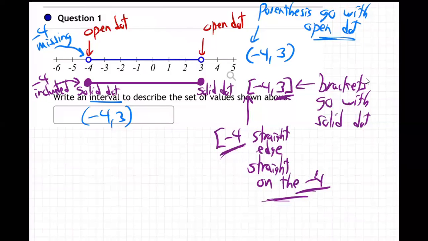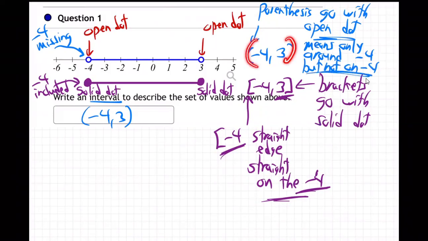Whereas the parenthesis means you're only around the -4, but not on the -4. You're not straight on the -4. Does that make sense? Parentheses are rounded, notice, which means you're around the -4, you're around the +3, but you're not right on them. You're just around them. So that's the same thing as saying it's missing.